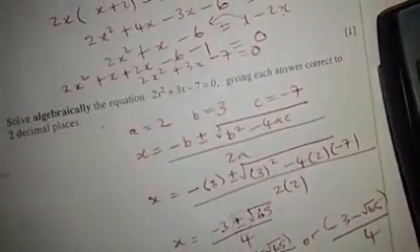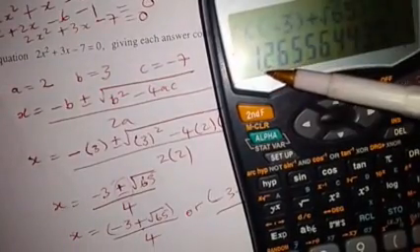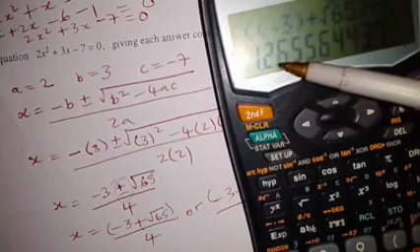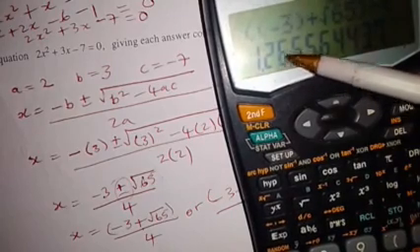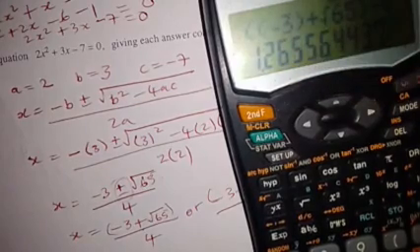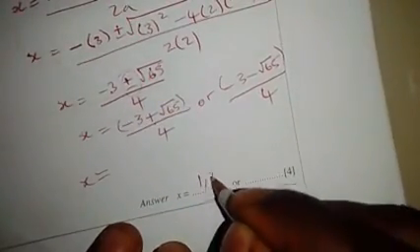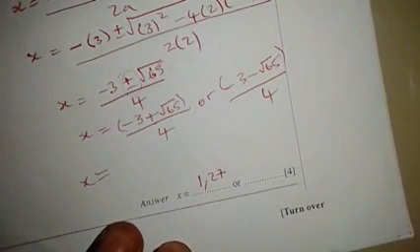1,265. But what is the requirement of the question? Give your answer to 2 decimal places. So 2 is the first decimal place, 6 is the second decimal place, but 5 can round 6 to 7, giving you 1,27. So 1,27 is the first solution, right?